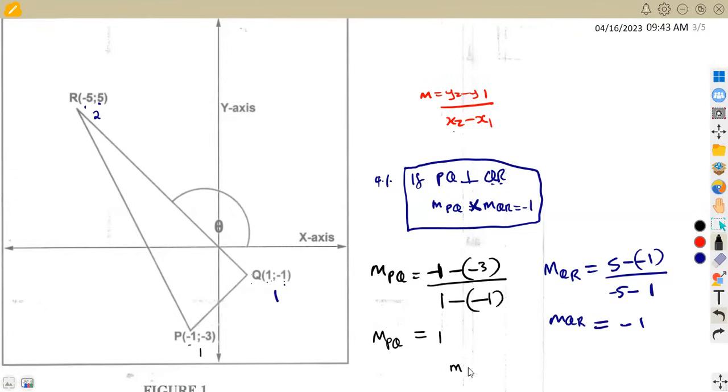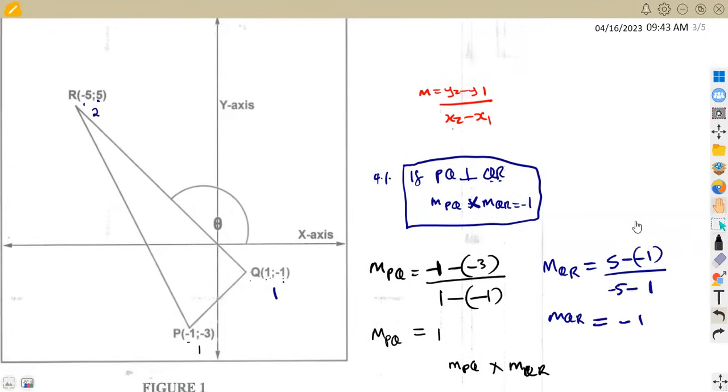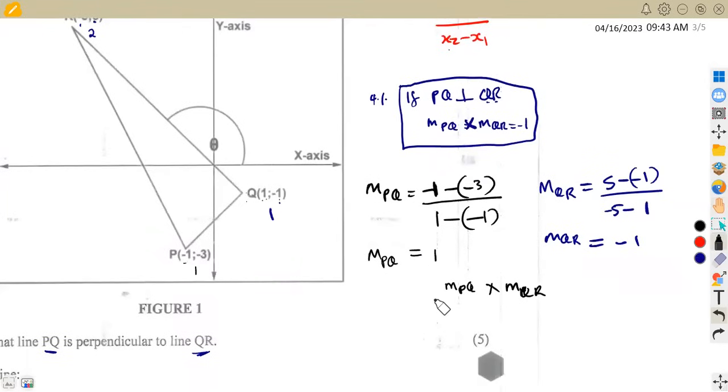So the gradient of line PQ times the gradient of QR, we want to prove, is it truly giving us a negative 1? So the gradient of PQ, that's 1, times the gradient of QR, which is negative 1. So this is going to give us a negative 1. So therefore, the two lines are perpendicular. So therefore, PQ is perpendicular to line QR.